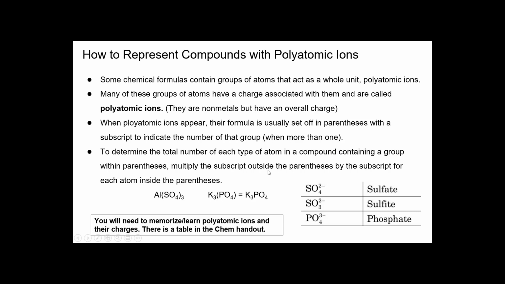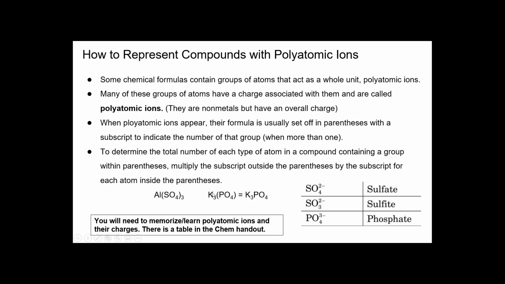You multiply the subscript outside the parentheses by what's inside the parentheses for each. So this means that we have 3 sulfur and we have 12 oxygen. So this compound in total, pretend there's a 2 here. There's 2 plus 3 is 5 plus 12, there's 17 atoms here.